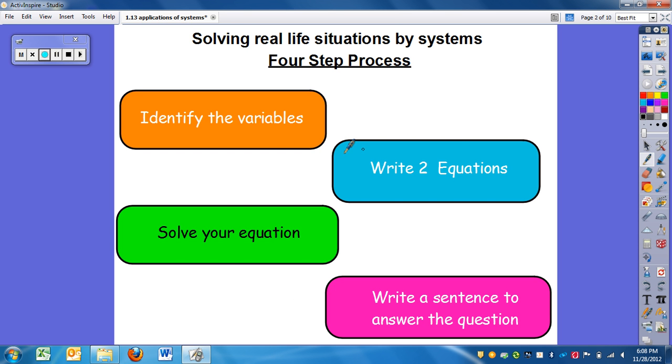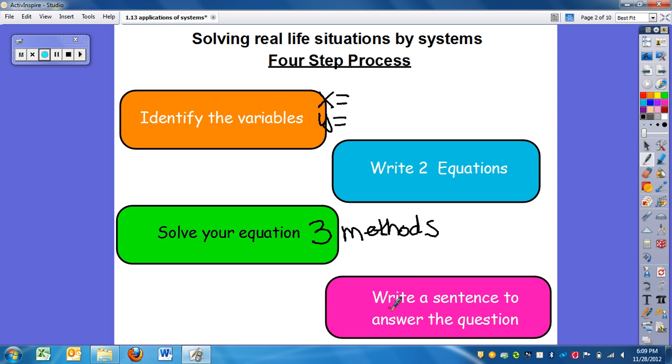To do this is a four-step process. First, you're going to have to identify the variables. So if you use x and y, you need to say x stands for this, y stands for that. Then you need to write your two equations. This is step 2. Because we're solving by a system, you're going to use x and y in your two equations to be able to solve. Then you're going to solve your equations using the three methods that we use. And then you need to write a sentence to answer the question.